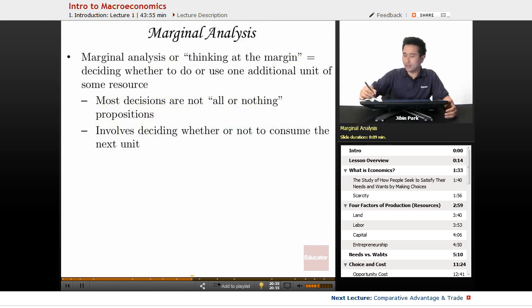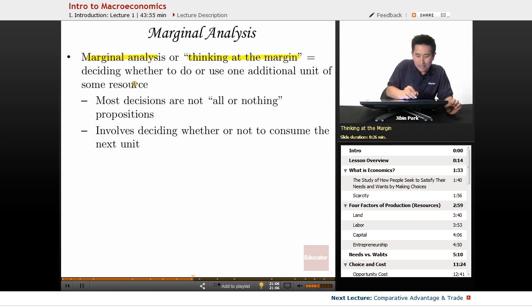So marginal analysis, another big concept in economics. What exactly is marginal analysis? Marginal analysis, or thinking at the margin, is the idea of whether or not to use one additional unit of some resource. So for example, right now, you've probably decided to watch up to this point. Now the question is, do you continue with watching these lectures, or do you decide to do something else?